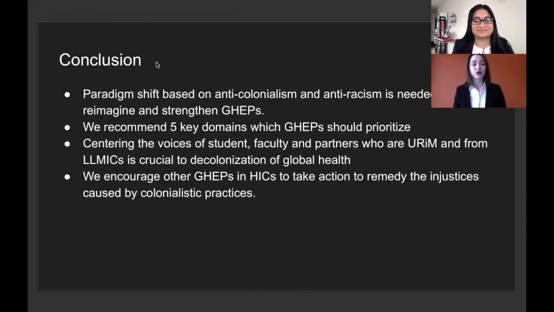In conclusion, in order to begin active decolonization of the education and practice of global health, teaching programs must undergo a paradigm shift, a leadership shift, and a knowledge-based shift. We recommend 5 key domains for the teaching programs, and we do encourage other global health programs in high-income countries to take action to remedy the injustices caused by colonialistic practices.